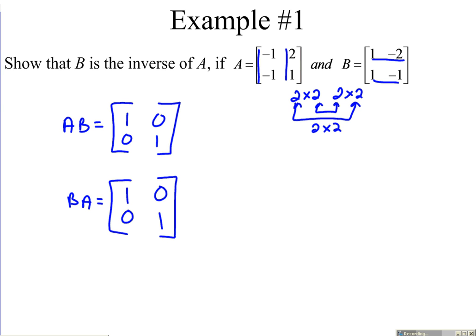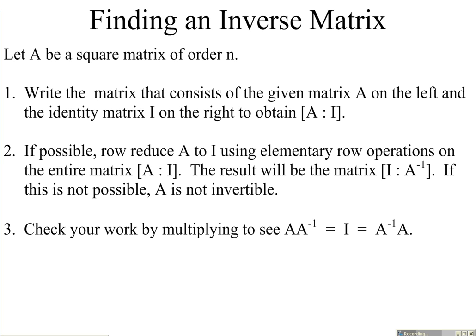Since A times B and B times A gives us the identity matrix, we know that matrix A and B are inverses. So that last example shows us how we verify that two matrices are inverses. What if we're just given a matrix and we're asked to find the inverse? Well, this is the process you follow.